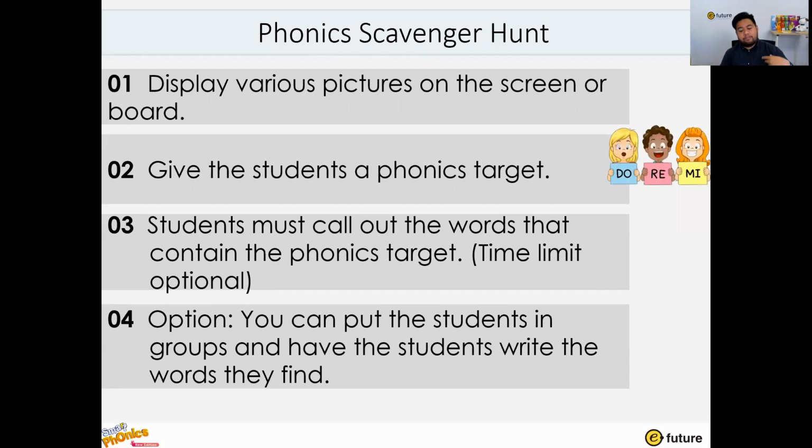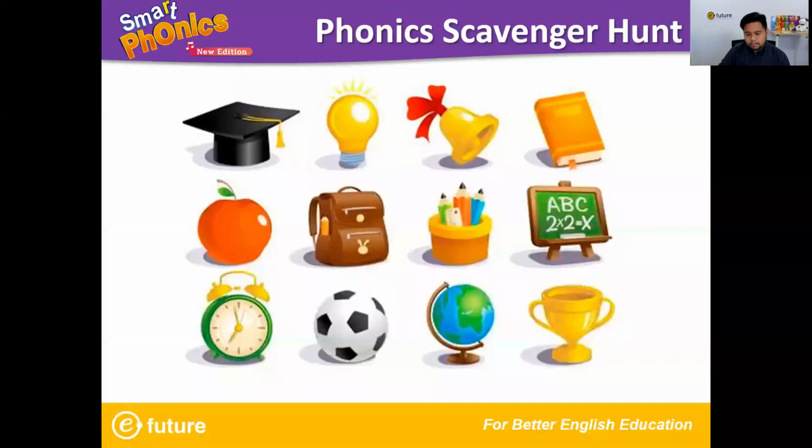But then you can give a phonics target to the students. Okay? And whether or not you want to give them a time limit is up to you. Or you can turn this into a writing activity as well. So you can show them some pictures and then give them a phonics target. So I give you the B sound here. Can you tell me what words do you see in the picture with the B sound?